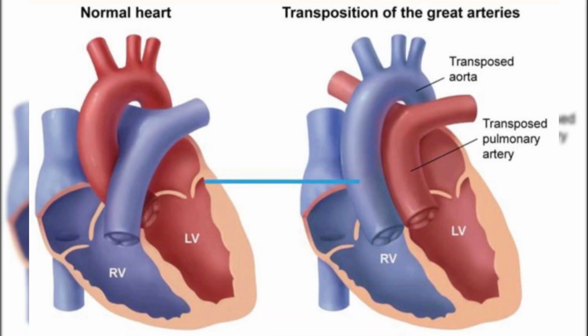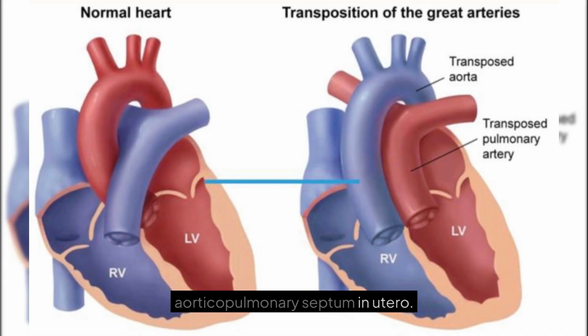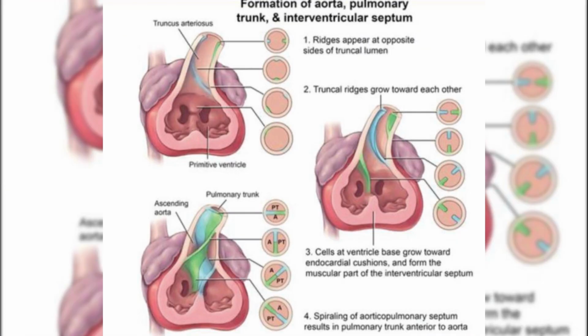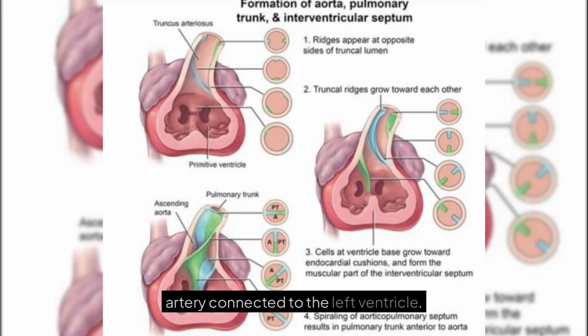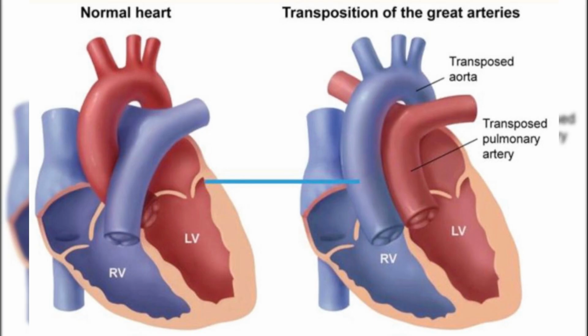The etiology of transposition of the great arteries is due to linear, rather than spiral, development of the aorticopulmonary septum in utero. This results in an anteriorly positioned aorta connected to the right ventricle, and a posteriorly positioned pulmonary artery connected to the left ventricle. As a consequence, pulmonary and systemic circulations are abnormally separated and exist as two parallel circulations. This condition is incompatible with life unless there is another coexisting connection, such as a patent foramen ovale, septal defect, or patent ductus arteriosus, to allow mixing of oxygenated and deoxygenated blood.